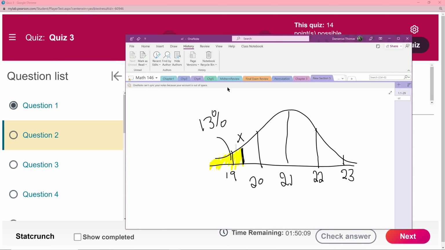So we don't do normal CDF. We do the opposite of normal CDF, which is inverse norm. Normal CDF is when we have the bounds and we need to find the area, the percentage or proportion. Inverse norm is when you have the proportion and you're trying to find the bounds, or in this case, just that one x value. So we do inverse norm of 0.13, comma, the mean, comma, the deviation, and that's it.